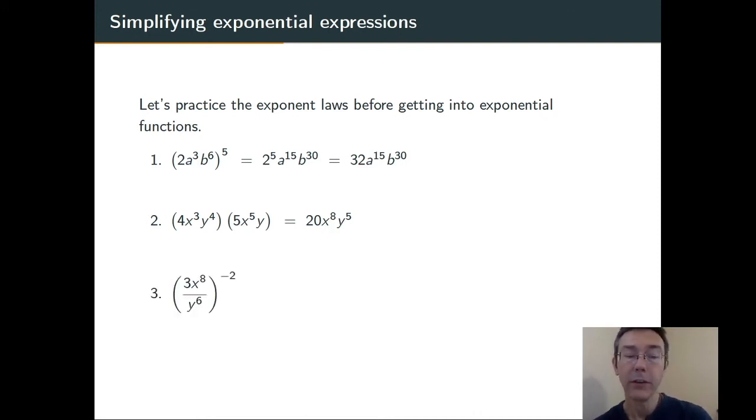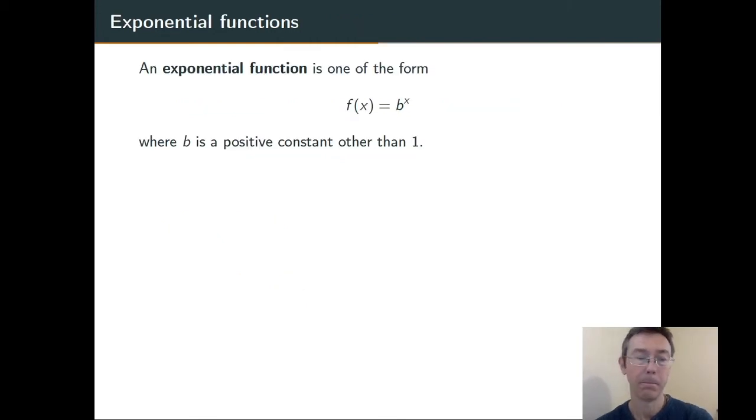Finally, 3x to the 8th over y to the 6th, to the negative 2nd. So the negative power is going to flip everything over, and then the second power is going to distribute to each of those individual factors. So for example, the y to the 6th in the denominator gets moved to the numerator by that negative exponent, and then when I square it, I get y to the 12th. Overall, y to the 12th over 9x to the 16th.